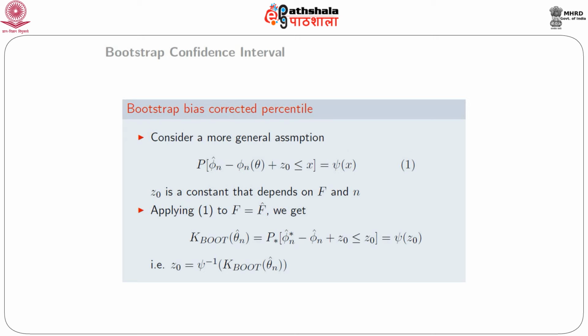Now, if we assume F equal to F-hat, we get K_boot(θ_n) is P*(φ_n* minus φ_n-hat plus ξ_0 less than or equal to ξ_0) is ψ(ξ_0), where P* is P*(θ_n-hat less than θ_n-hat*) less than θ_n. ξ_0 then comes out to be ψ inverse K_boot(θ_n-hat).